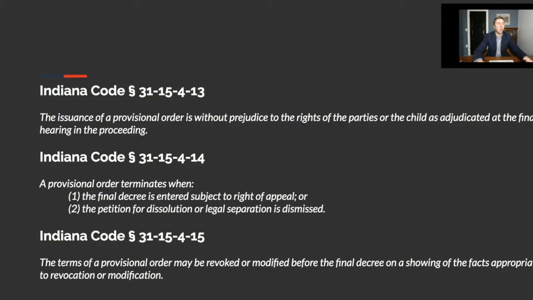It's important to note that a provisional order is temporary and it terminates when the divorce decree is entered or if the parties resolve their differences and dismiss the divorce. It's also important to note that, in section 15, it can be revoked and modified before the final decree, because sometimes different things could happen with property or the children that would require that you go back to court to get an order on different matters.